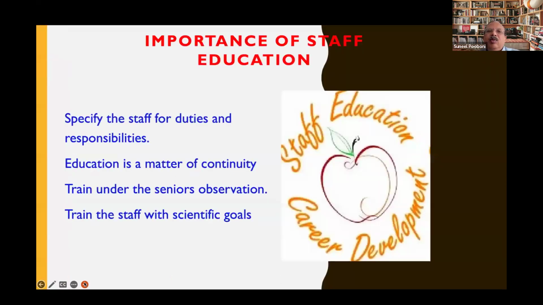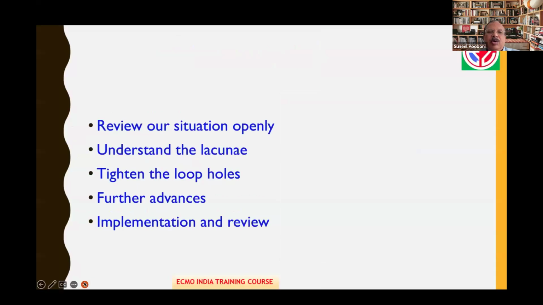So, I cannot overemphasize the importance of staff education. Specify the staff for duties and responsibilities. Education is a matter of continuity. Train under the senior's observation and train the staff with scientific goals. Review your own situation openly, understand the lacunae, tighten the loopholes leading to further advances.